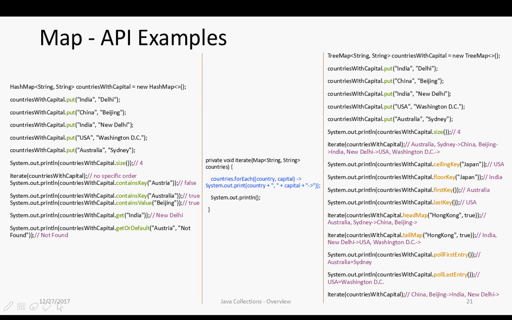The output of iteration is not specific because of the hashing technique being used for the string. I can say containsKey, containsValue, whether it contains Austria somewhere, no. ContainsKey Australia, yes it does, so it will return you true. ContainsValue Beijing, yes it does.